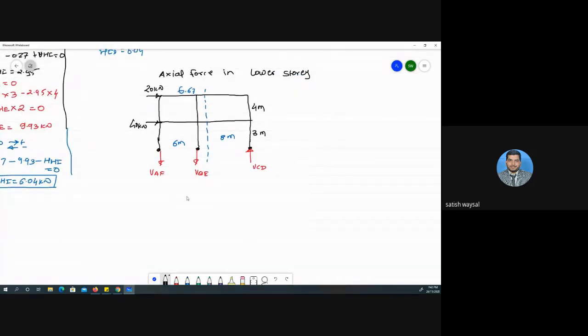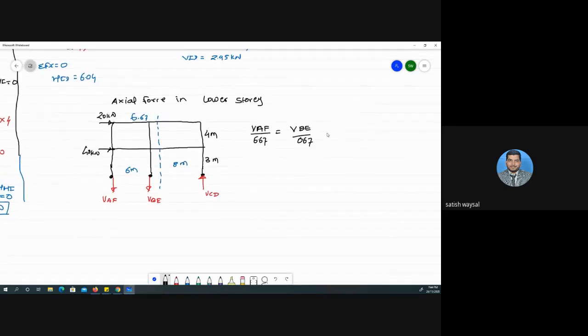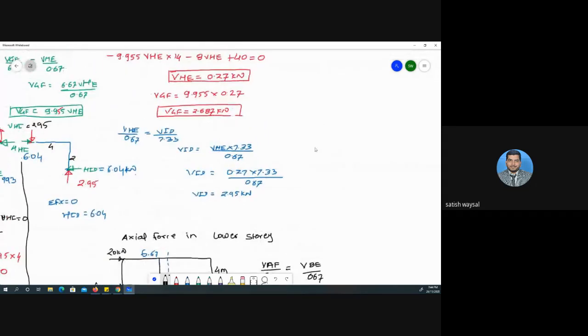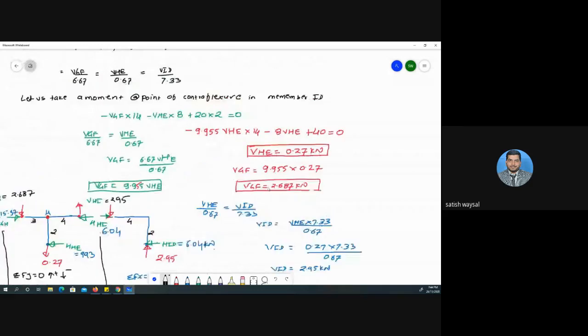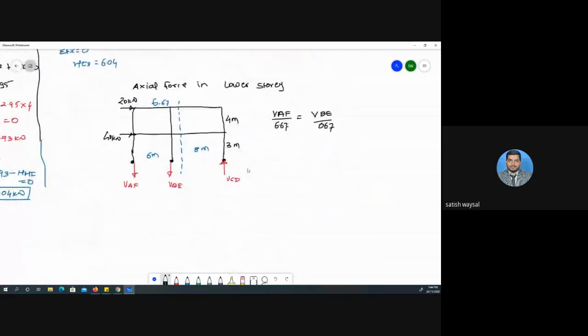Now we have to establish a relation. So what we can have is VAF divided by 6.67. Initially, it will be the same. All the distances will be the same, only the forces are going to change. VBE is divided by 0.67, and the last one is 7.33.